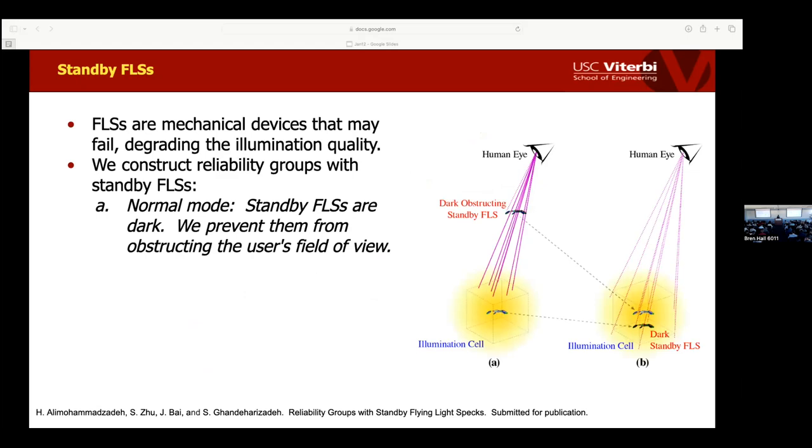To handle these failures, we construct reliability groups with standby FLSs. The idea is to have these FLSs that are dark. They are just deployed out there and are waiting for the illuminating FLSs to fail. Every time an illuminating FLS fails, a dark standby substitutes for its location and lights up in order to illuminate that point that has just gone dark. During the normal mode of operation, these standby FLSs try to stay out of the user's field of view.